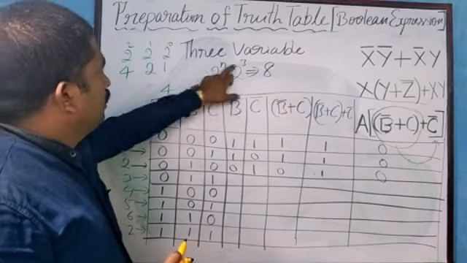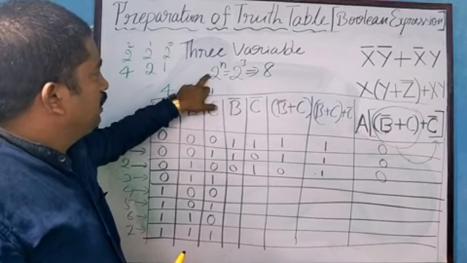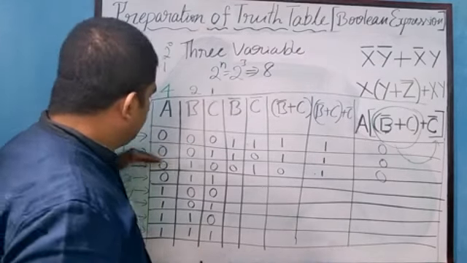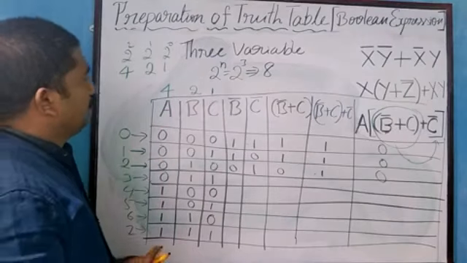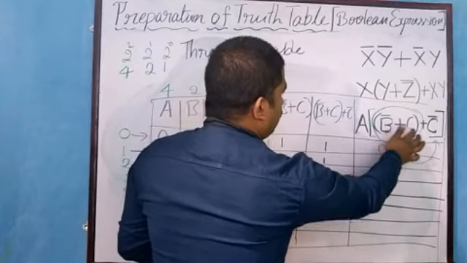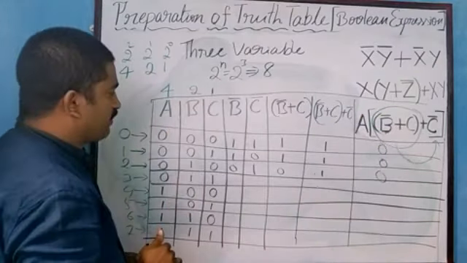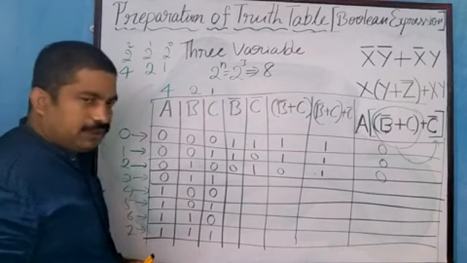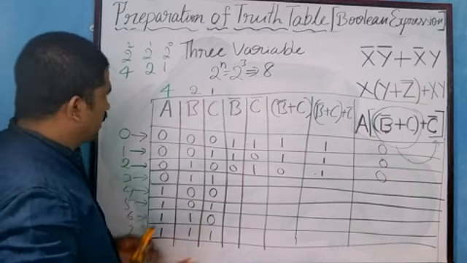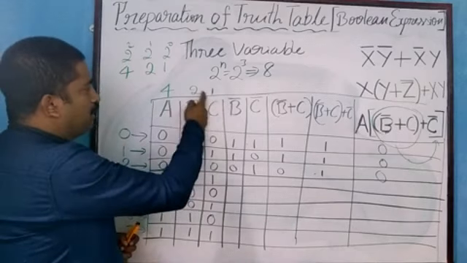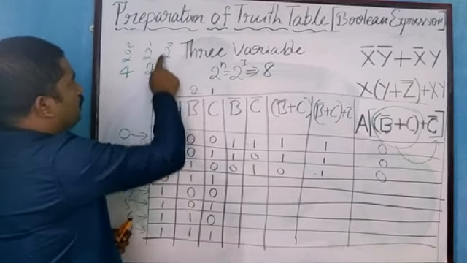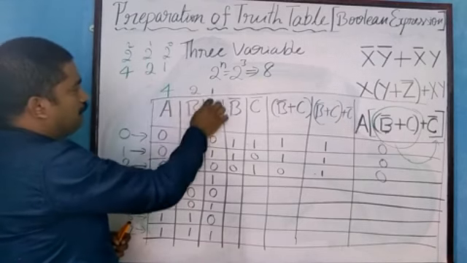See once again, for 3 variables, what is the general equation? 2 to the power of n. That is 2 to the power of 3, which means 8. We will get 8 different combinations. How do you write the inputs? Just see the expression. If there are 3 variables, just write A, B, C. If you know the binary numbers, just write 0 0 0 and 0 0 1. If you forget the binary numbers, just write 1, 2, 4 in this order, that is 2 to the power of 0, 2 to the power of 1, 2 to the power of 2.